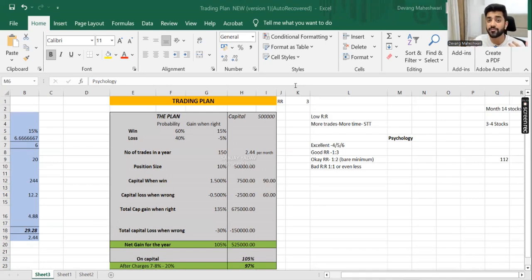Or you get fearful. You see a red candle and you are in fear. Oh, all my profits will go, I should book right now. You're having these kinds of things in your trading if your risk reward is 1:1. So profit booking is highly related to psychology, and risk reward will tell you how your psychology is at the moment.